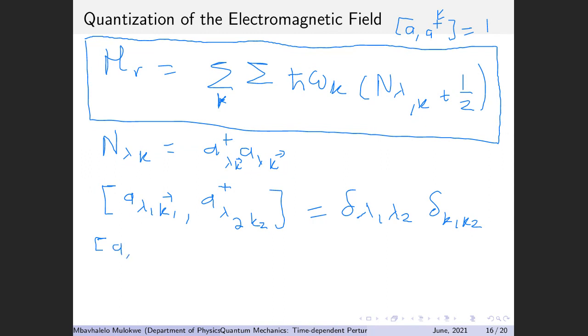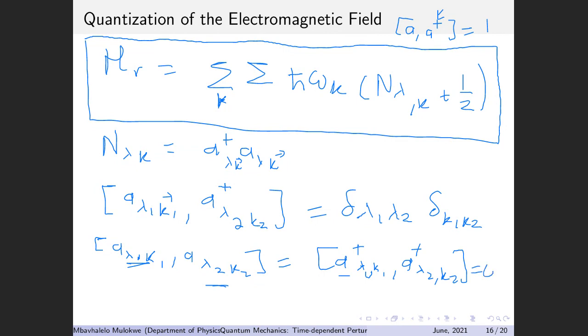And if you have operators of the same type, the commutator between creation operators is 0. Similarly, the commutator between annihilation operators is 0. Creation with creation is 0, and annihilation with annihilation is 0. The only non-vanishing one is if you have a creation with an annihilation, and this gives you 1.